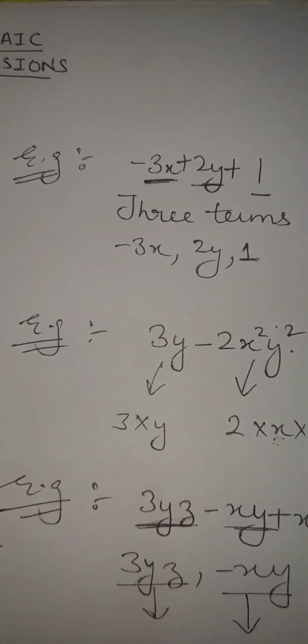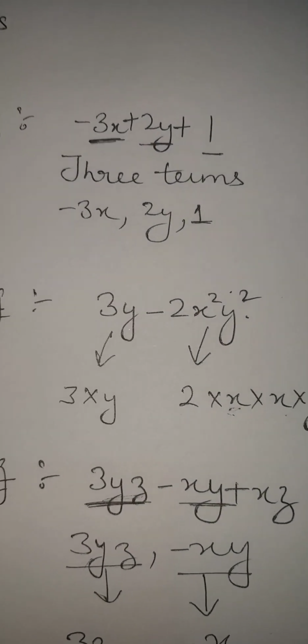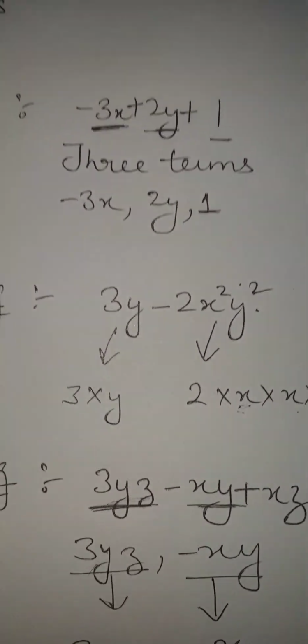Okay, so we will discuss one more example of what we have discussed earlier, that is, we have to classify monomial, binomial and trinomial. So you have to tell me which one is a monomial, which one is a binomial and which one is a trinomial.